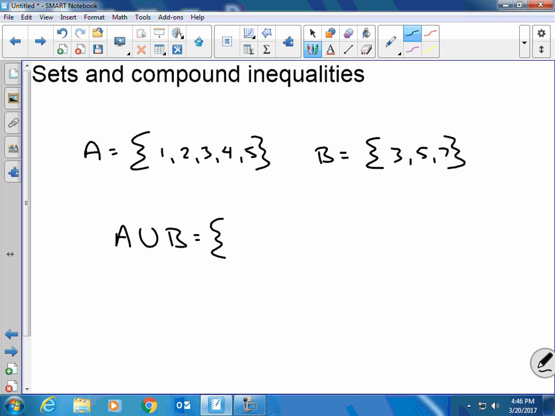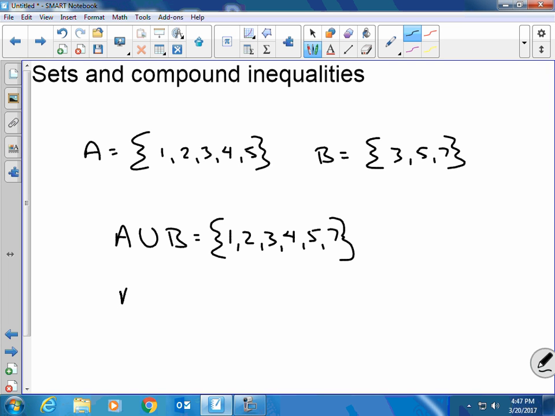Is the number 1 in set either A or B? Yep. Is the number 2 in set A or B? Yep. 3, 4, 5, 7. Basically what you are doing is you're unioning, you're putting the two together. Every element in A and every element in B come together and make one set.